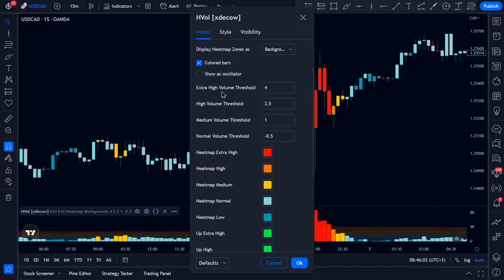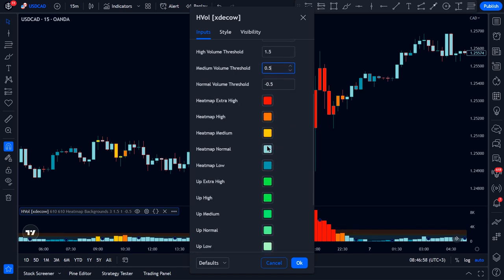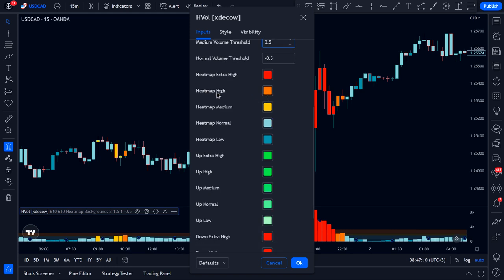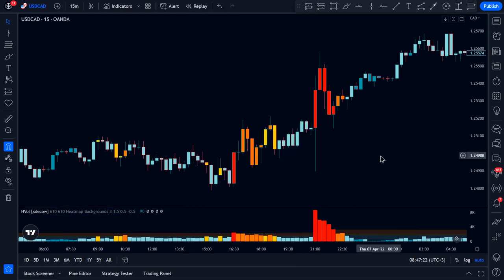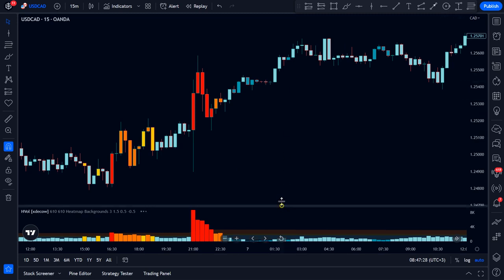Here we can see that the indicator consists of 4 different volume thresholds: the extra high, high, medium, and normal. These parameters can be changed according to your preferences. Personally, I like to change the extra high volume to 3, high volume to 1.5, and the medium volume to 0.5. Then here we can see that these beautiful colors actually have meaning. Red represents extra high volume, orange is for high volume, yellow is for medium volume, then light blue is for normal volume, as can be seen here on the candles as well as on the volume histogram.